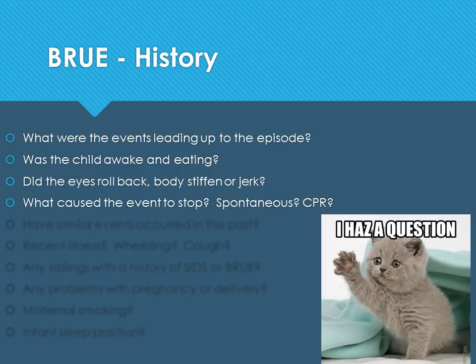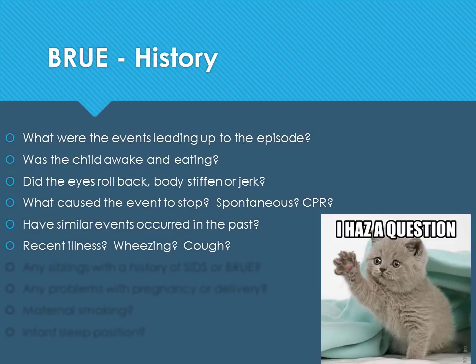What caused the event to stop? So we want to know, did parents actually initiate CPR? Did they do chest compressions? Did they do mouth-to-mouth? Have similar events occurred in the past? Has the kid been sick at all recently? Do they have any signs or symptoms of illness? Wheezing, cough, fever? Any siblings with a history of SIDS or BRUE in the past?